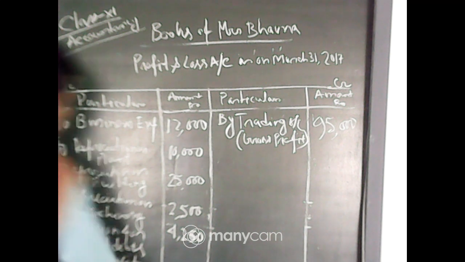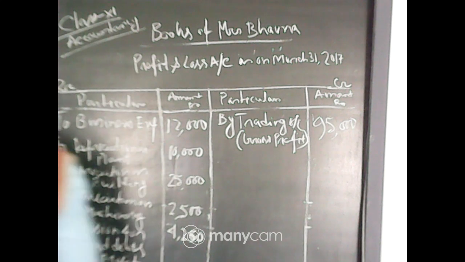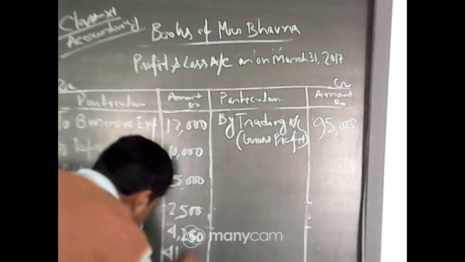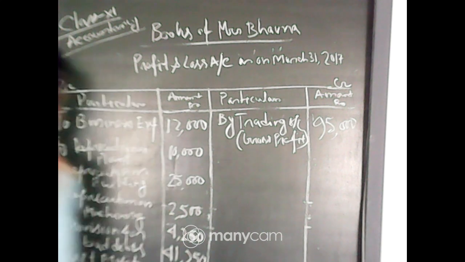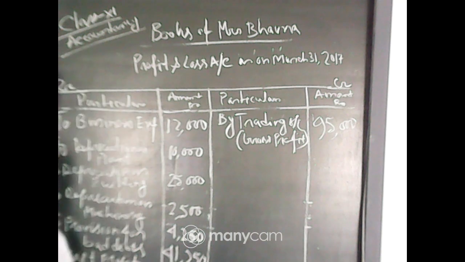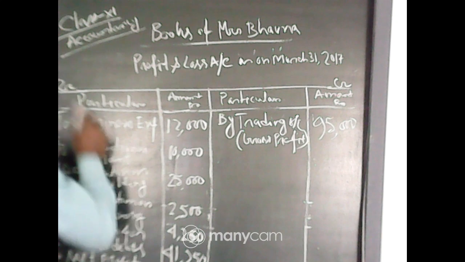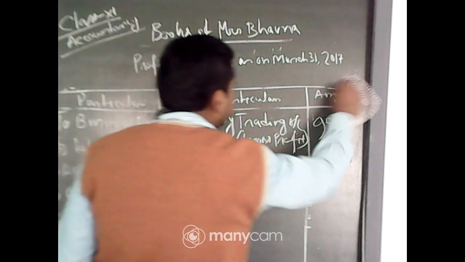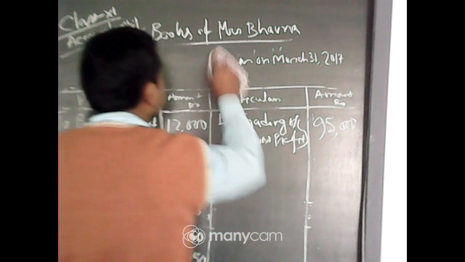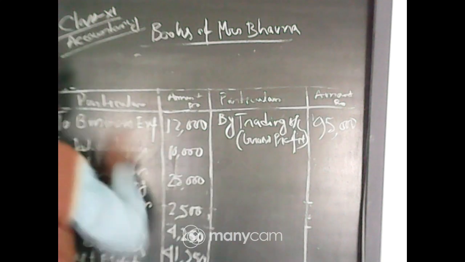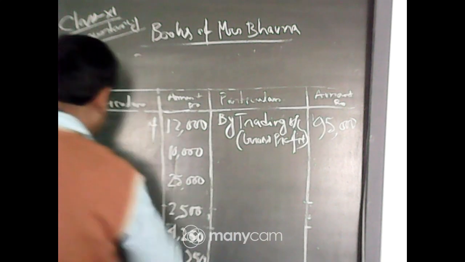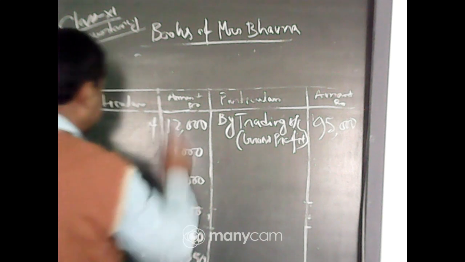from this 95,000 you have to deduct all the expenses you have debited, that is 41,250 will become, that is your net profit, 41,250. So we have also got the net profit. Now you have to make the balance sheet. So in case of balance sheet there is no debit credit, and we have to change the heading also.